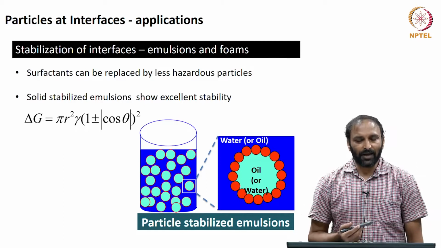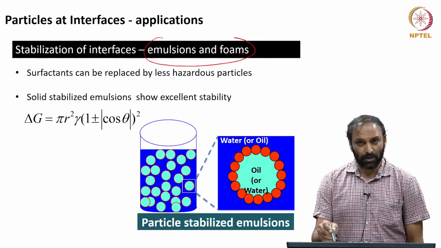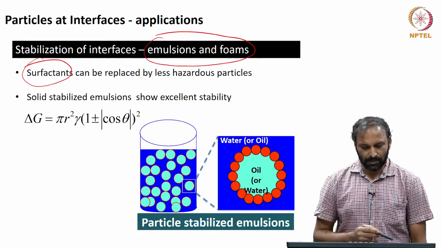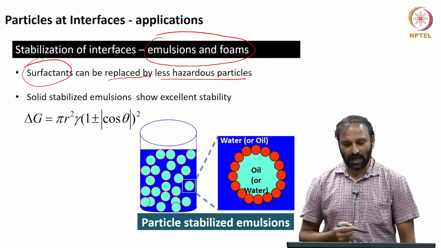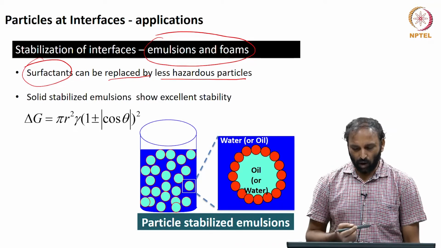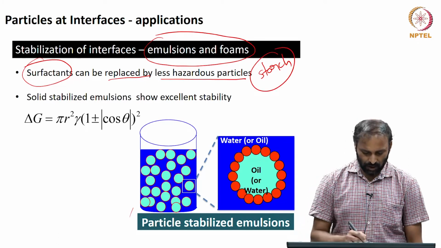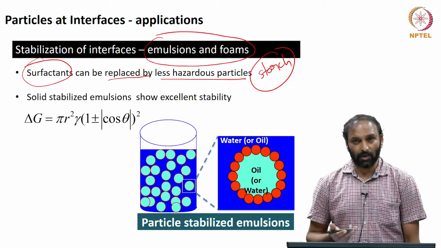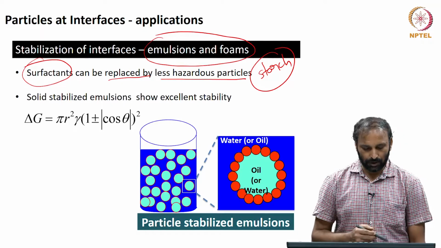There are several advantages of producing particle stabilized emulsions and foams. The surfactants that are typically used for this purpose can be replaced by less hazardous particles. For example, one could look at using inorganic particles, or particles of starch, and therefore one could design edible Pickering emulsions without the need of using any hazardous surfactant molecules.